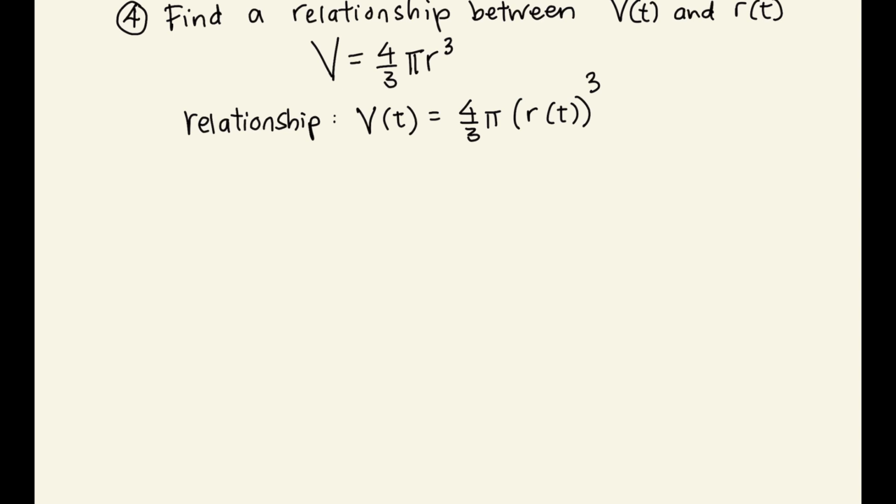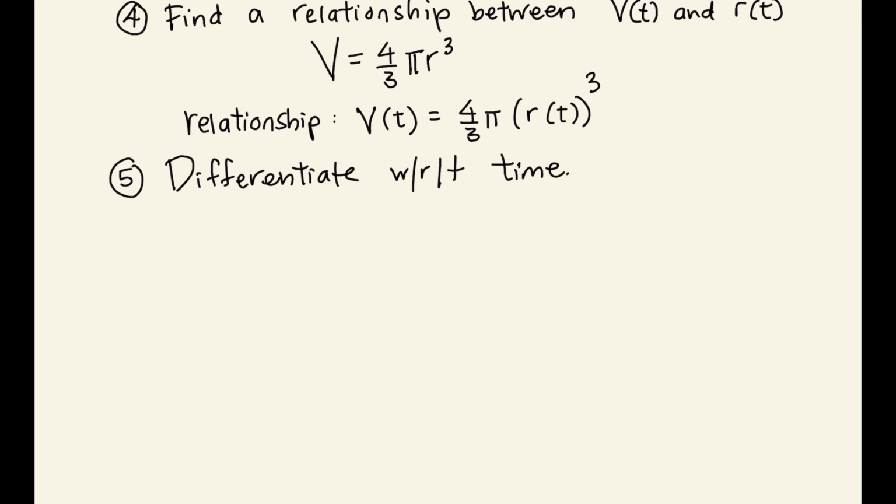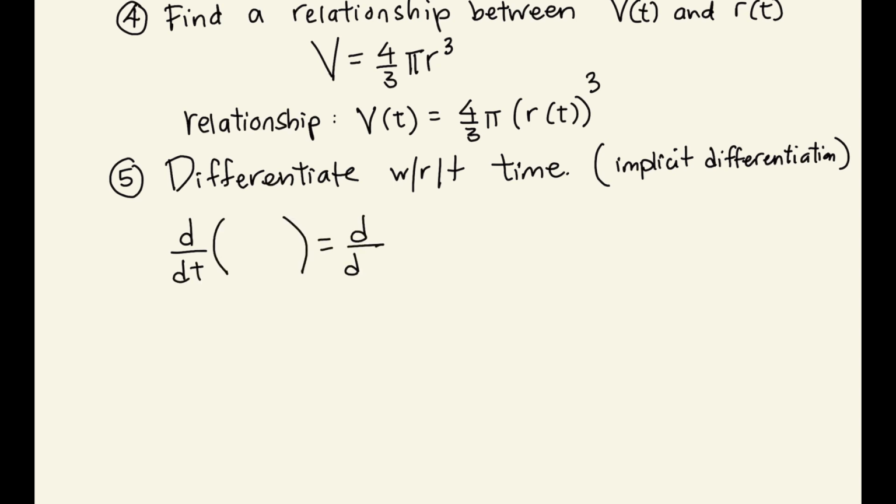So in order to find the relationship between the rates, all I have to do is differentiate both sides of this equation with respect to time. I'm not going to be differentiating with respect to r or V, but with respect to time, and I'm going to have to use implicit differentiation. And often we'll also need to use the chain rule. So let's carry out this derivative. I have d/dt of the left-hand side, and then I'm going to take the derivative of the right-hand side.